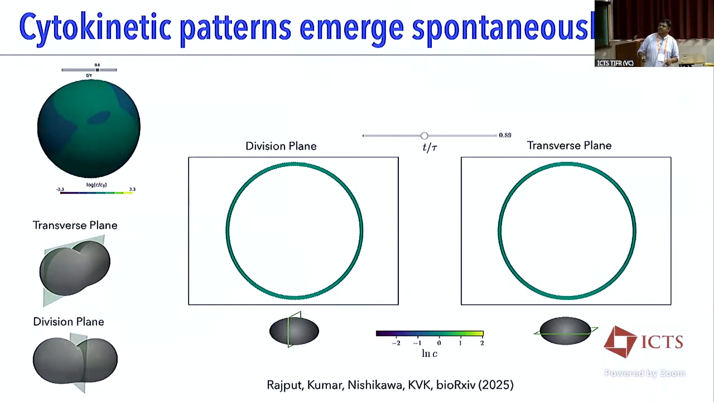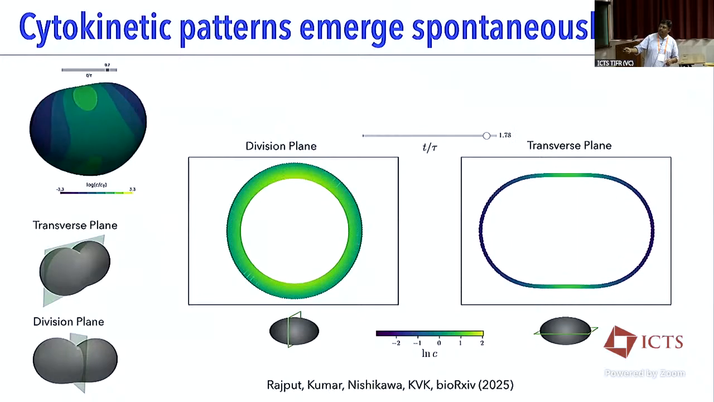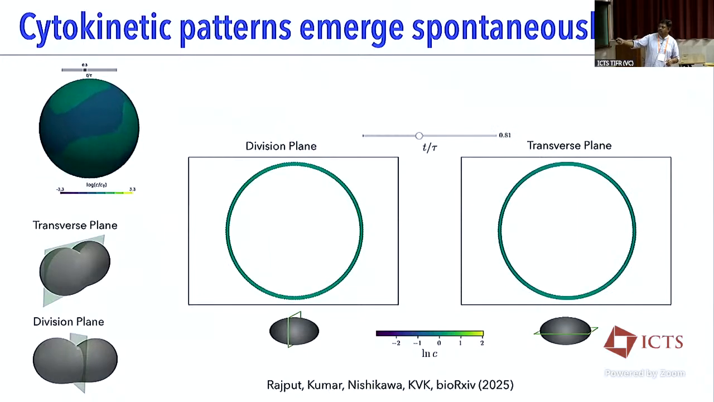So this is the division plane and the transverse plane. So as you go forward in time, you'll see myosin patterns accumulating there. You see more myosin here. Yes, you're right. This is still the symmetric ingression that's happening.